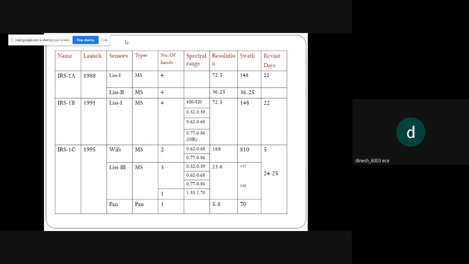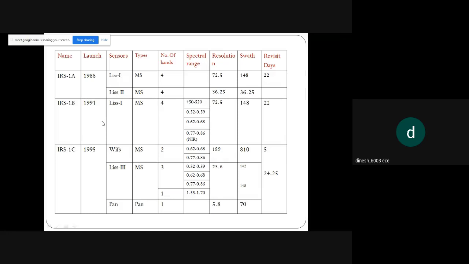So this is the table of the IRS Indian Remote Sensing versions 1A, 1B, 1C. You can see the number of bands being used in IRS 1A is 4, with a resolution of 72.5 meters, the swath is 148, and the revisit days was 22. The type of sensor being used is LISS1 multispectral, along with the LISS2 having a resolution of 36.25 meters with a swath of 36.25, and the revisit days is the same, 22 days.